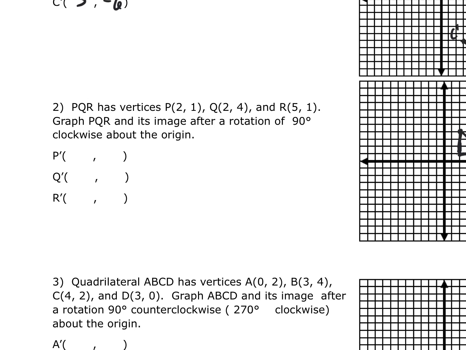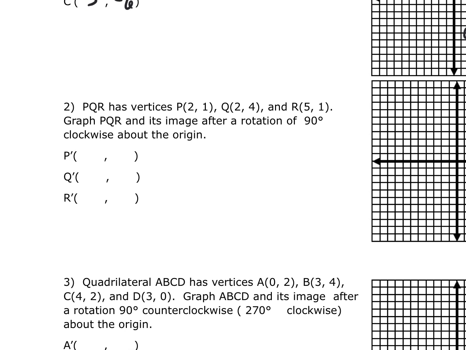Now, when we are rotating 90 degrees clockwise, that means we are going to rotate to the right, following the path of the clock. So, we are going to trade the places of the x and the y, first of all. So our y goes first. P's y value was 1, so P prime's x value is 1. Q's y value is 4, so Q prime's x value is 4. R's y value is 1, so that means R prime's x value is 1.